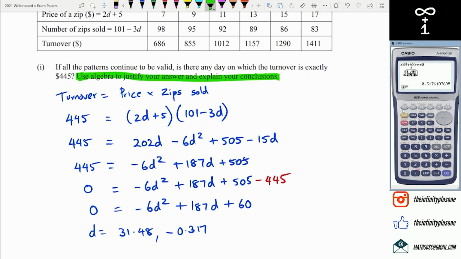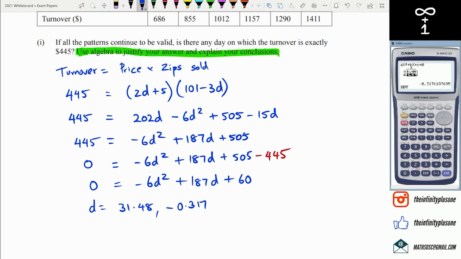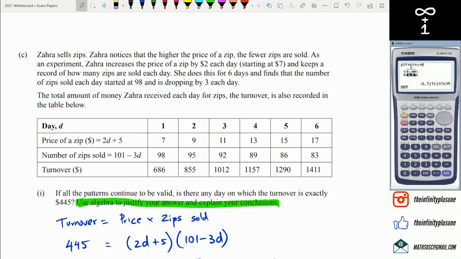Okay, so if we go back to the question, I'm particularly interested in this part where it says use algebra to justify your answer and explain your conclusions. The first thing is we have to say that D has to be positive, because we're looking at the number of days, but it's also got to be a whole number, because we can't really say at 31 and a half days she makes 445. It doesn't make sense, because the D that she's looking at is total number of days.